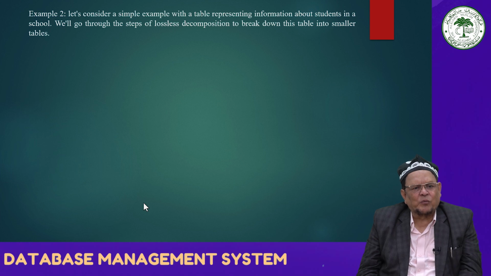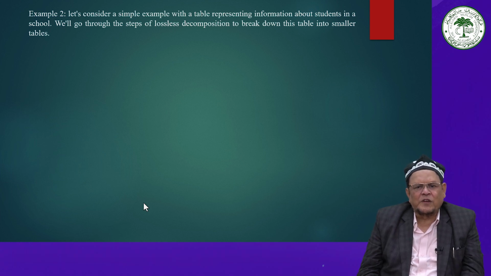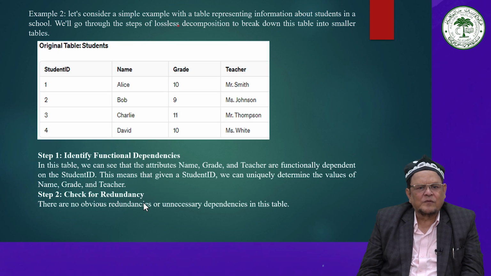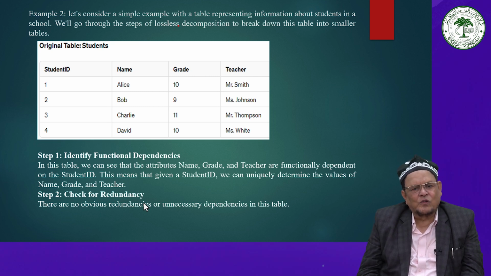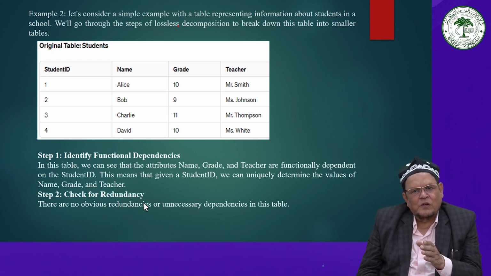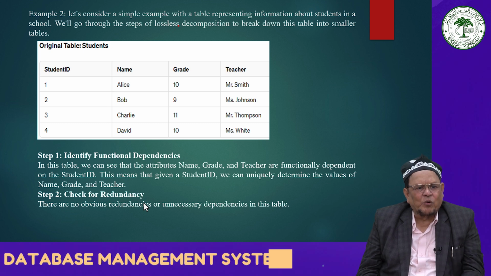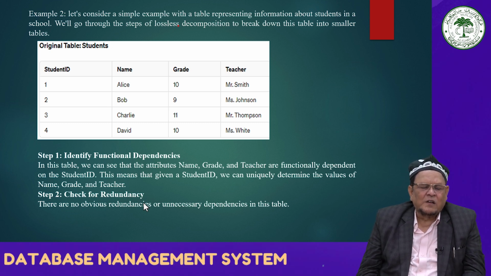Also, let's take another example. Let's consider a simple example with a table representing information about student schools. We will go through the steps of lossless decomposition to break down this table into smaller tables. The steps I explained a few minutes ago, you have to apply and then check. The original table has student ID and the attributes name, grade, and teachers, and there are 4 records.